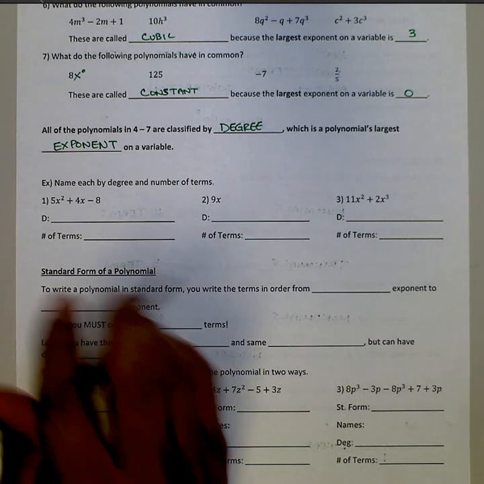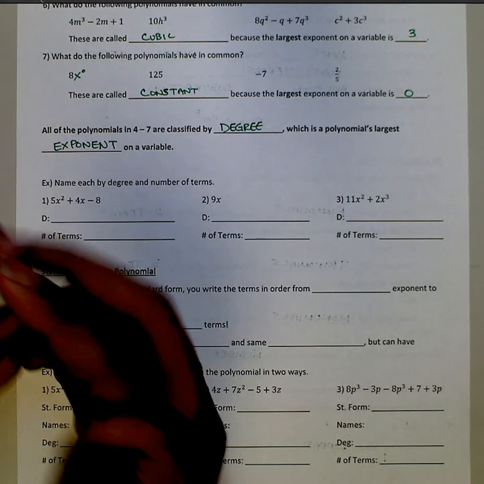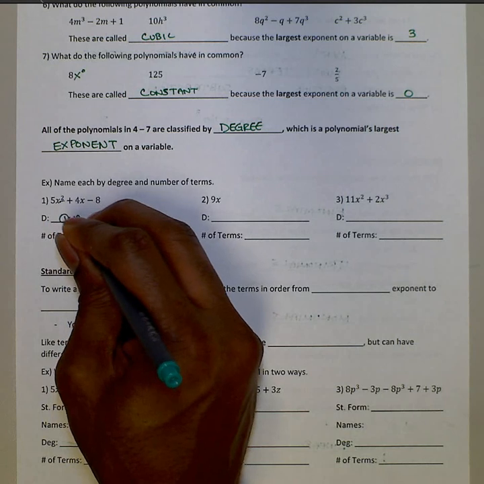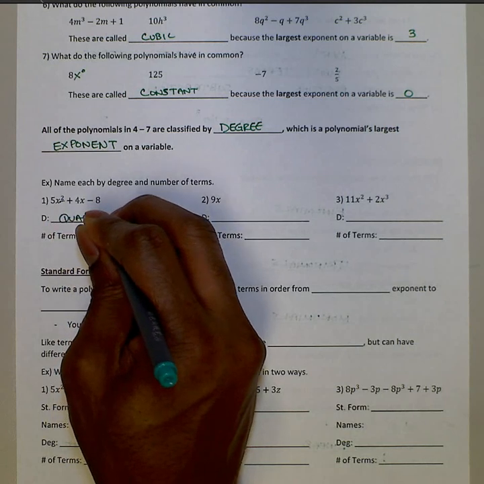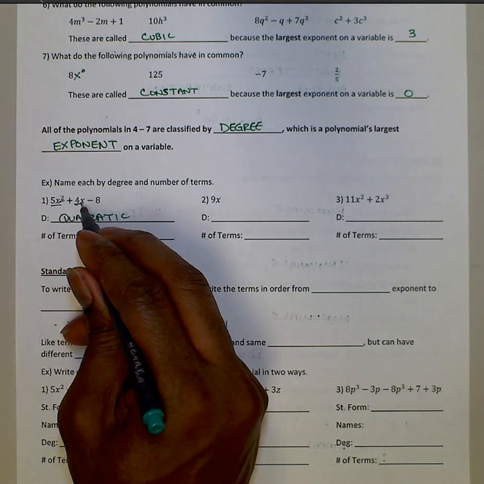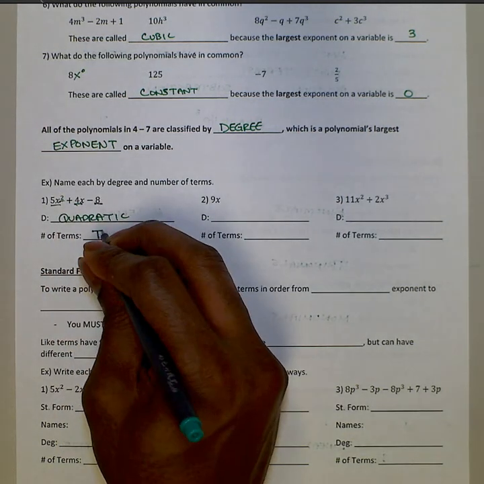So we have 5x squared plus 4x minus 8. Its degree, highest exponent, is 2, and so that is a quadratic. Its number of terms, there are 1, 2, 3 terms. So that means it's a trinomial.